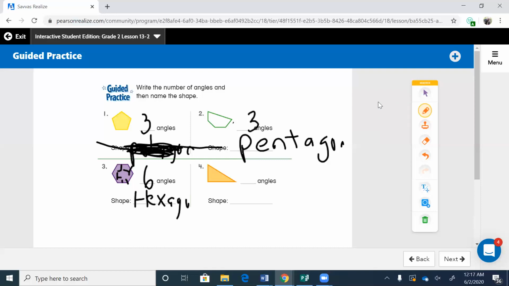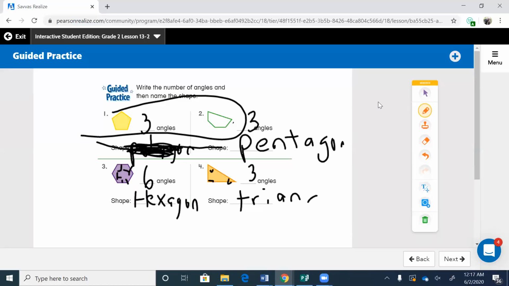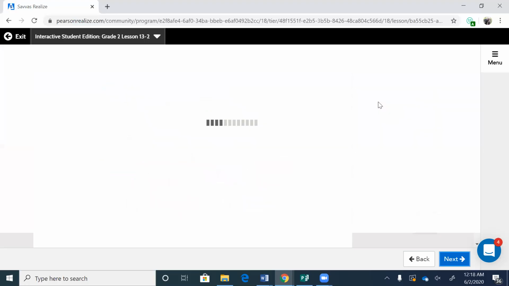Okay, so the pentagon, this is what the pentagons look like. Hexagon. Okay, let's count the angles. 1, 2, 3. And that shape is called a triangle. Now remember, a polygon has to have 3 angles or more. And it has to be a closed shape.